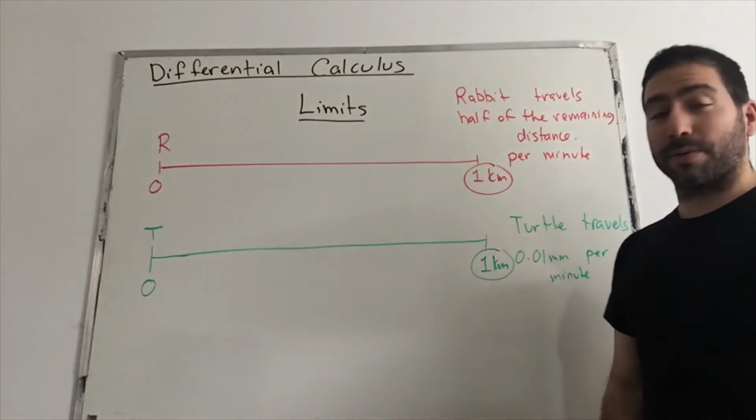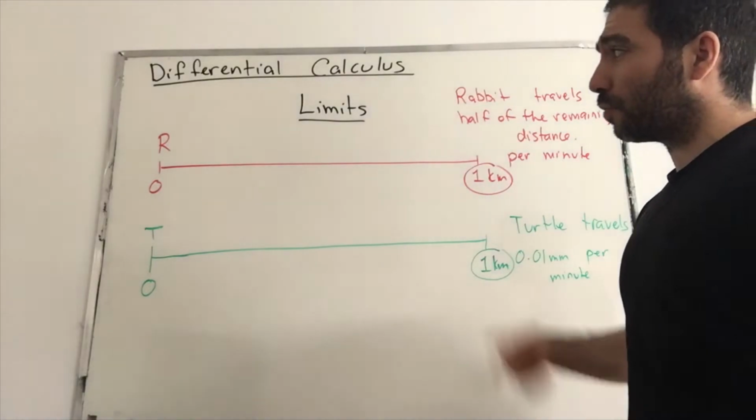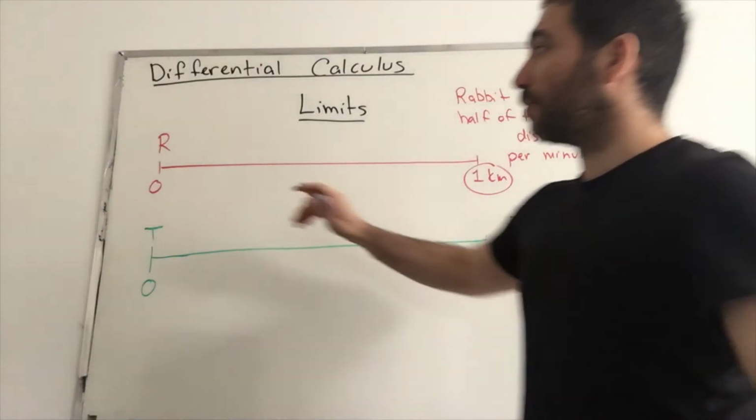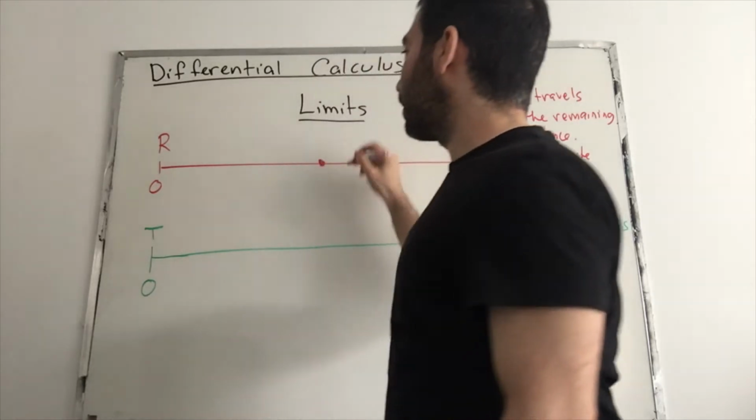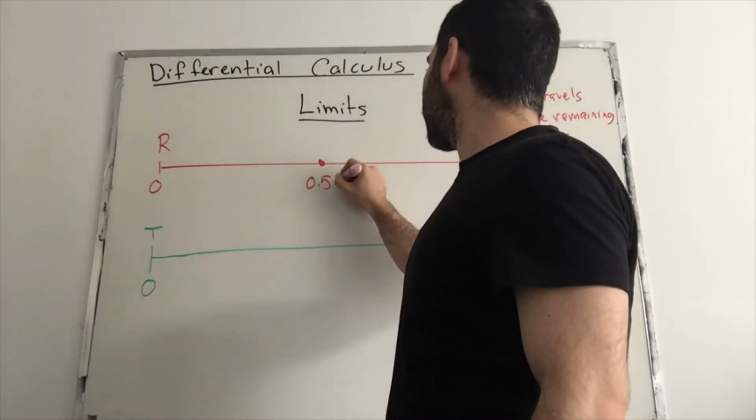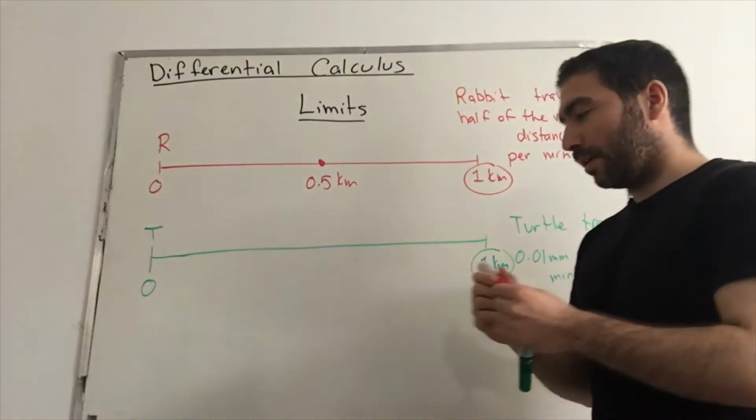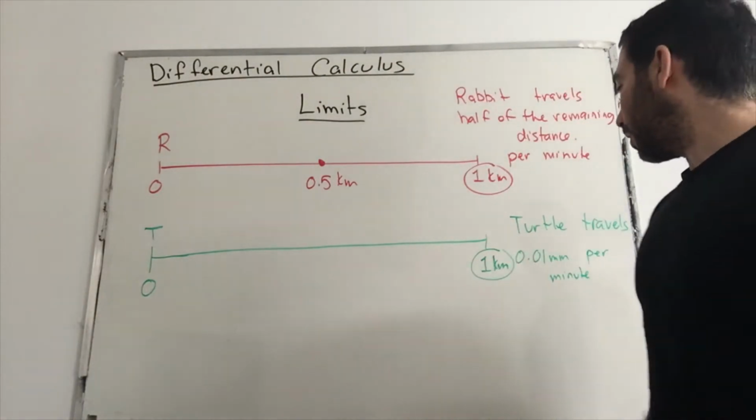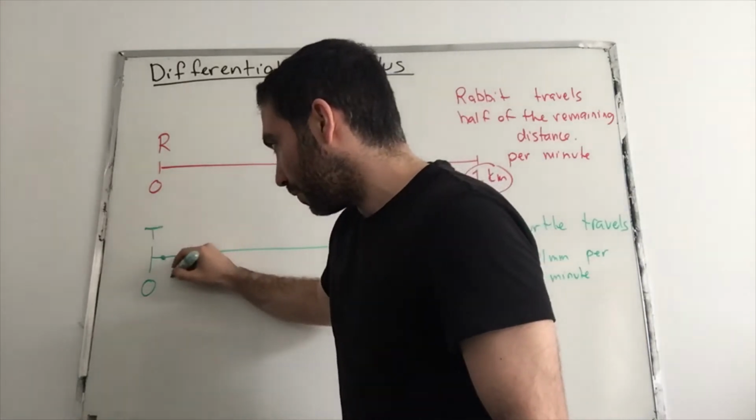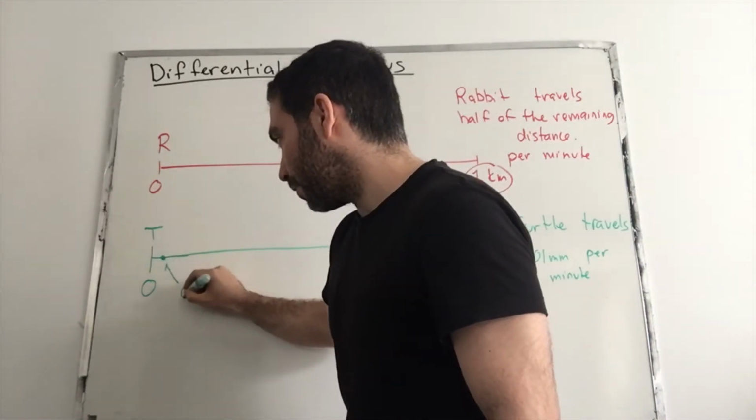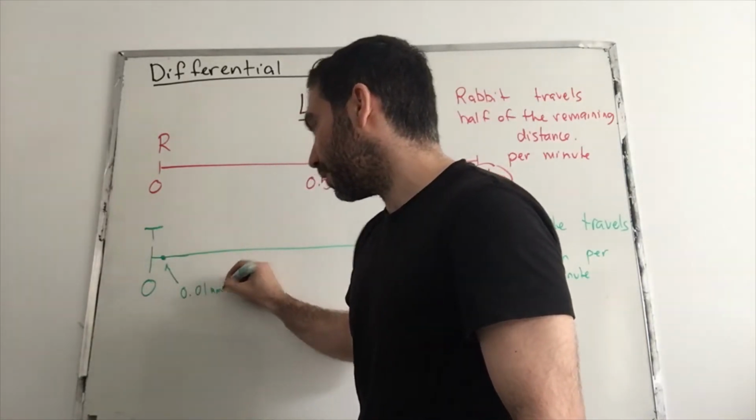thinking about it incorrectly, because after 1 minute, let's say the rabbit is going to be here at 0.5. Let's say the halfway mark is here. Let's put 0.5 kilometers. Okay. And the turtle, after 1 minute, is going to be at 0.01. Let's say over here, 0.01 millimeters.